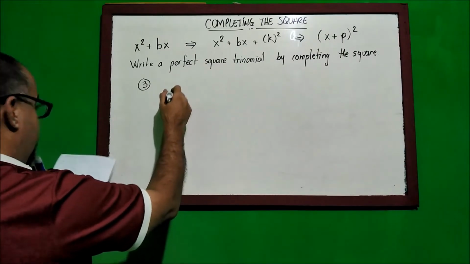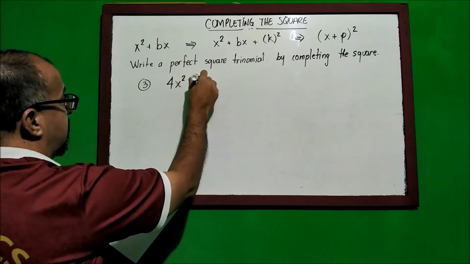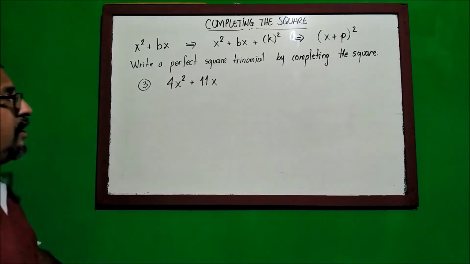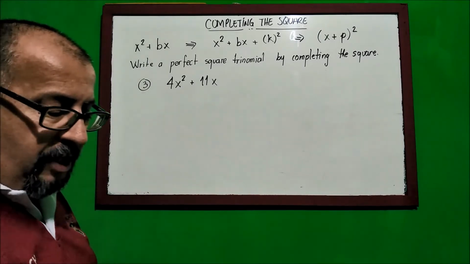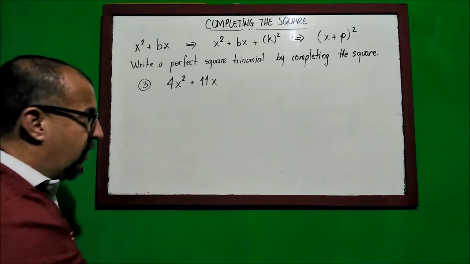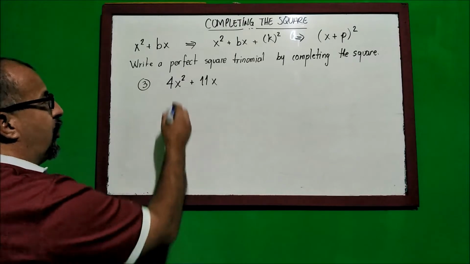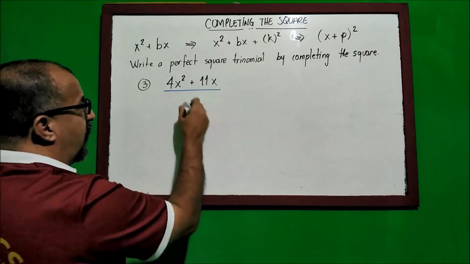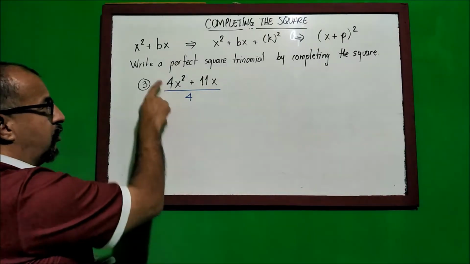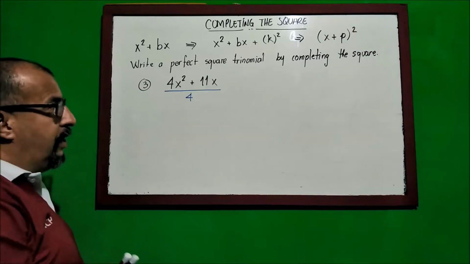We have 4x squared plus 11x, and we need to complete the square of this expression. Now, the problem in here is that I have this 4. But it's just a very small problem that we can eliminate by doing the following. We divide all the expression by 4. Why do I do this? So that I can apply the procedure that we just did before with examples 1 and 2.